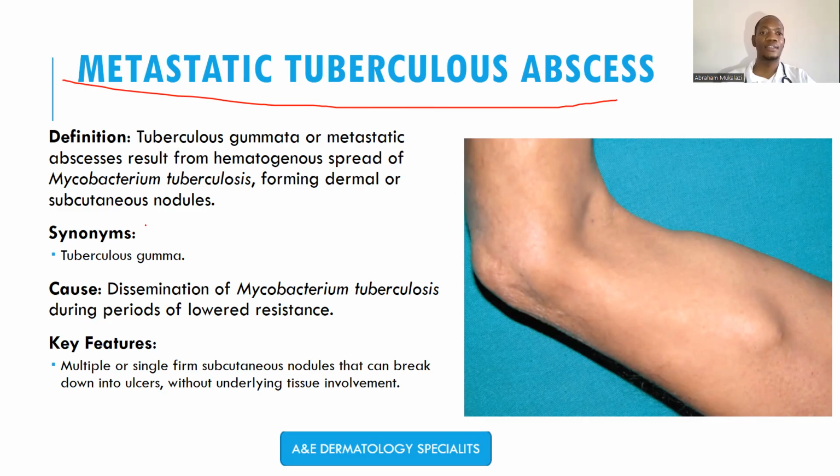So we can also have metastatic tuberculosis abscesses. And so in this case, someone will have different gummas or different swellings on the body, which are just disseminated TB. So you have gummas or subcutaneous nodular swellings. So the major cause is usually Mycobacterium tuberculosis, and it can occur where you have reduced resistance and your immune system is down, so you have now disseminated TB under the skin, which ends up giving these different nodules. So sometimes the spread is thought to be hematogenous.